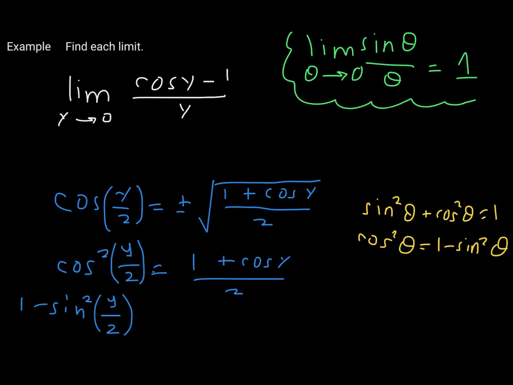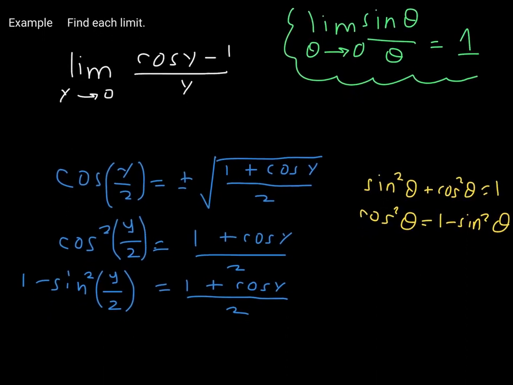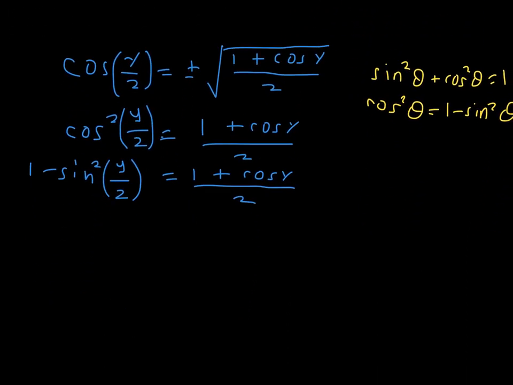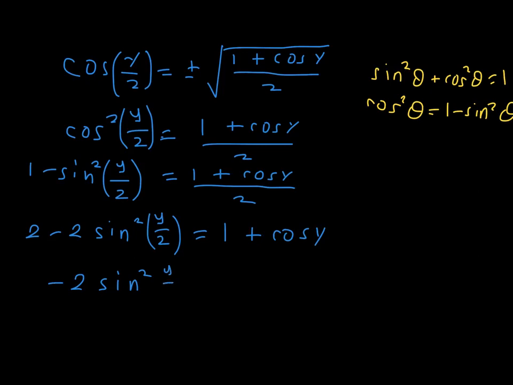There. So we have 1 minus sine squared of y over 2 is equal to 1 plus cosine of y, over 2. All right, let's move this screen up a little bit. Let's multiply both sides by 2. And I get 2 minus 2 times sine squared of y over 2 is equal to 1 plus cosine of y. If I isolate this sine squared expression, or at least just subtract 2 from both sides, I get negative 2 sine squared of y over 2.